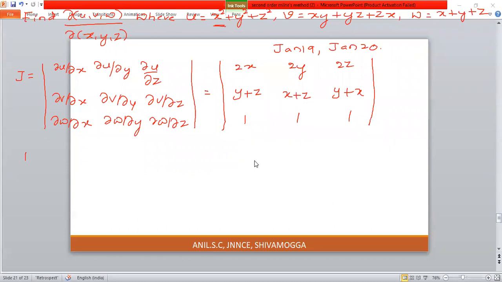Now expand this determinant. You can expand the determinant or you can use the properties of determinants also. I prefer to use properties here. What is common factor in first row? 2 is common. You take 2 as common factor. What we get here is x, y, z; y plus z, x plus z, y plus x; 1, 1, 1.